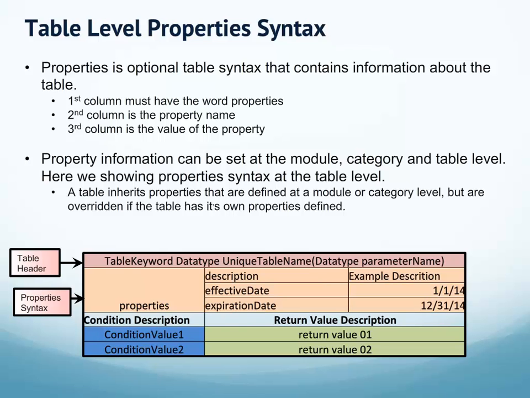Note that tables can have properties, but also there is an OpenL table type, which is called properties. And this is different. That's actually a specific table which will define properties for a whole category or a whole module. This property at this level is just specific to this table, and because properties can be inherited at this level, if properties are set, they will define the property at that table and override any other properties that might be set at a category or module level.